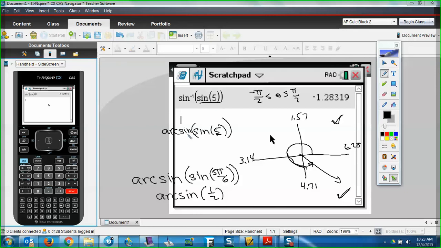Not 11 pi over 6, because you're getting quadrant 1 and quadrant 2, or quadrant 1 and quadrant 4. So back to this. Arcsine of the sine of 5. So this is like 11 pi over 6, in other words, right? We're not going to get out 5. We're going to get that.